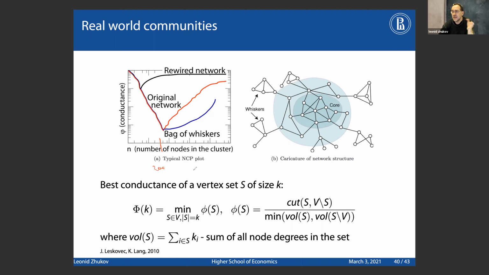And so when you get larger cuts, larger communities, usually the quality drops. When you have smaller communities, the quality also drops. So in a real-world network, the best communities that you detect are often around 200 nodes.